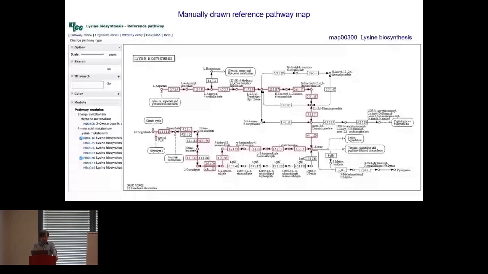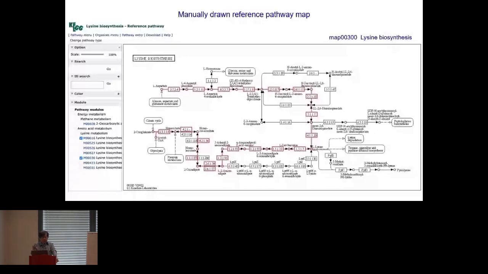So this type of white pathway map we call reference pathway map. This is manually drawn. Not only metabolic pathways, but also all other pathways we draw manually. And then we use genomic information of KO assignment and then computationally generate organism-specific pathway maps. So this green coloring means that the genes are present in the genome.